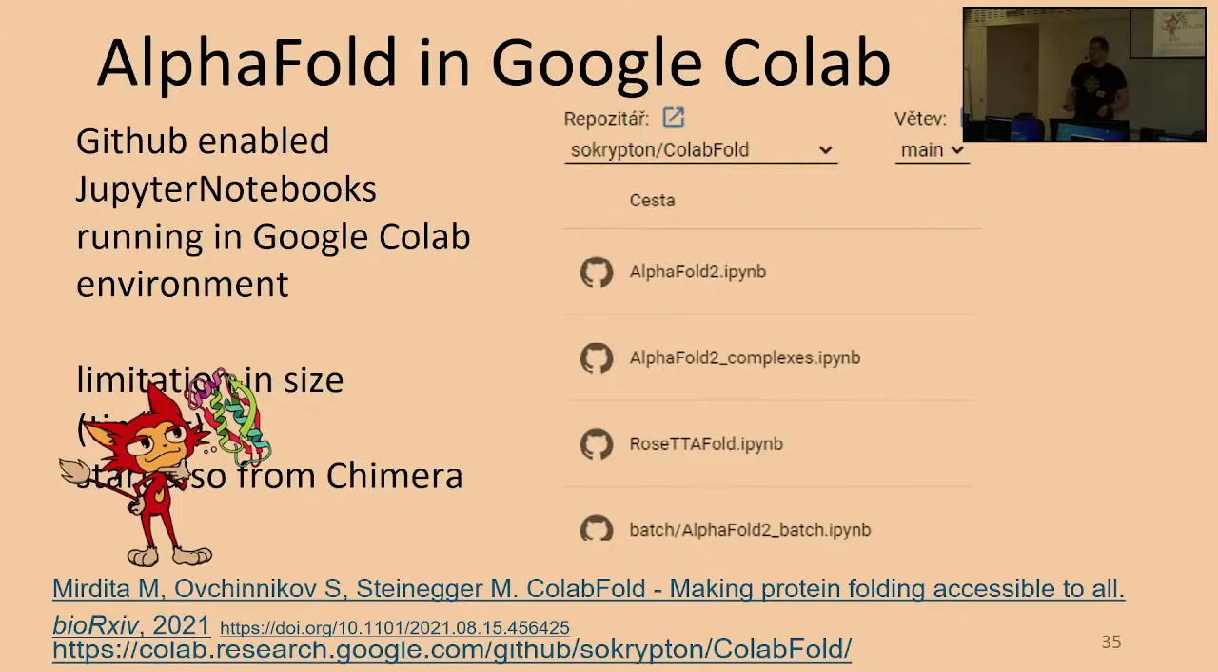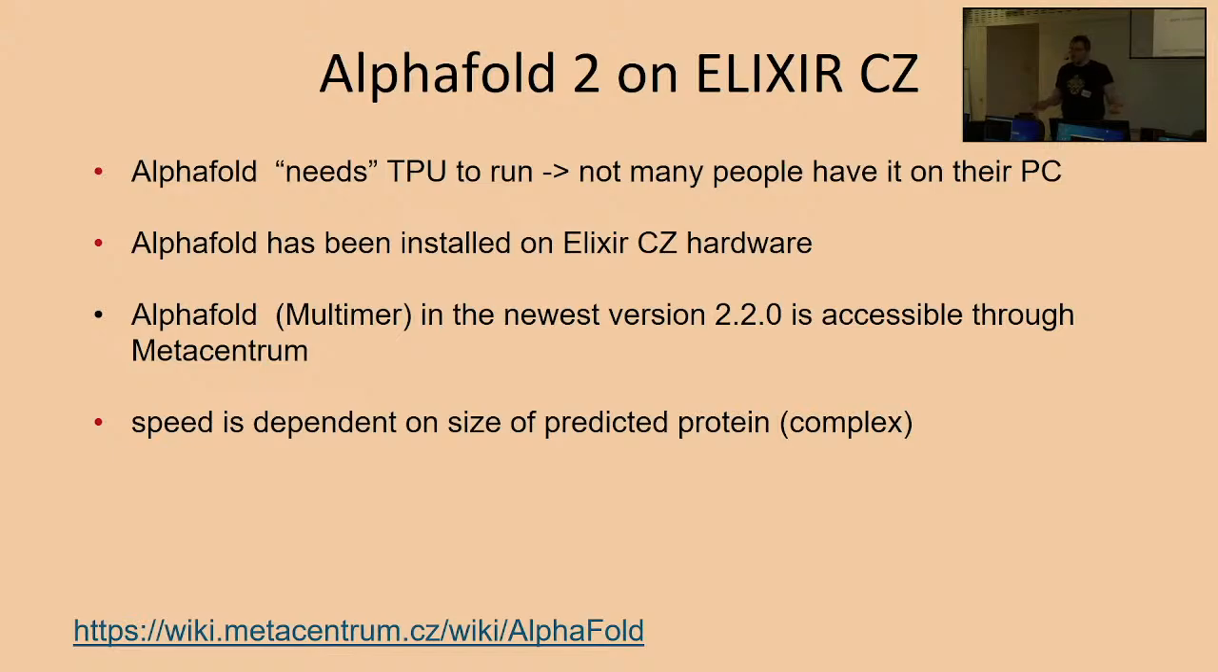So where can you run it? One of the most popular options is using the Google Colab environment and basically running it via ColabFold, and there are multiple different variants of AlphaFold and, let's say, RoseTTAFold from the competitors from David Baker's lab that can be run there. We can run AlphaFold also here in the Czech Republic using the resources from Elixir. And it's possible to find out how to run it in MetaCentrum on the wiki of MetaCentrum.